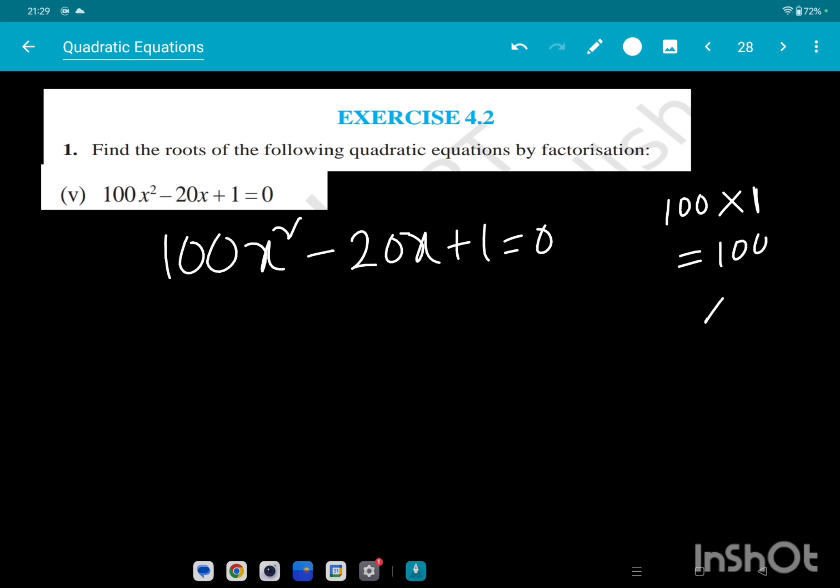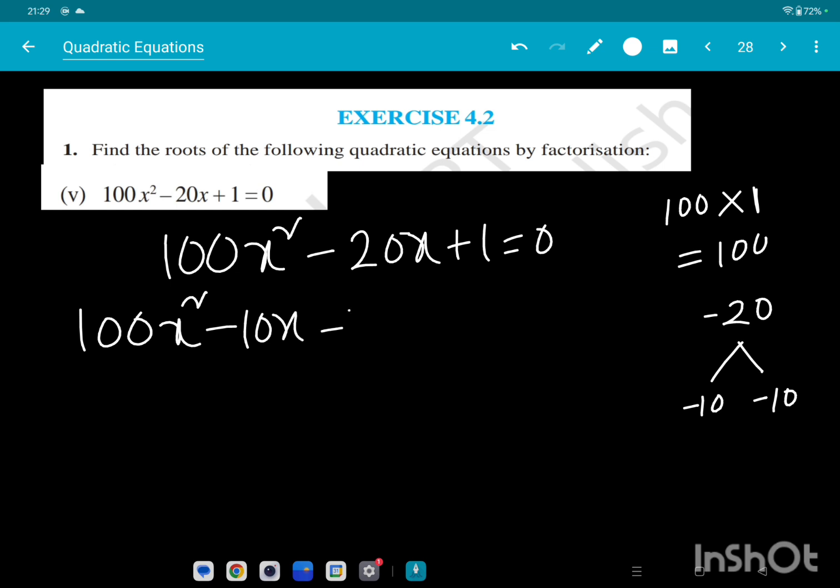Now split the minus 20 into two terms. How can I write it? Can I write it as minus 10 minus 10? Minus into minus is plus, 10 tens are 100. We got it. Now I'll write it as 100x square minus 10x minus 10x plus 1 is equal to 0.